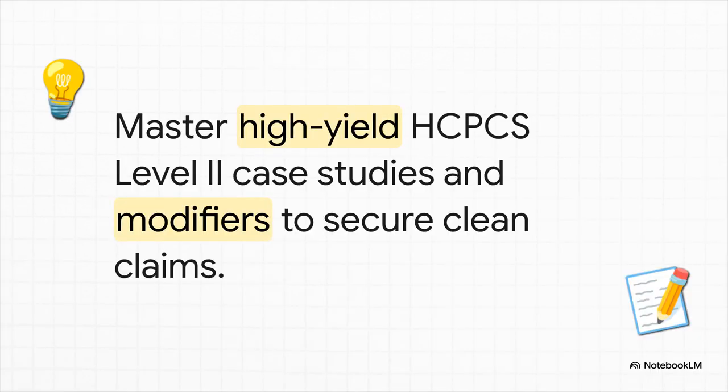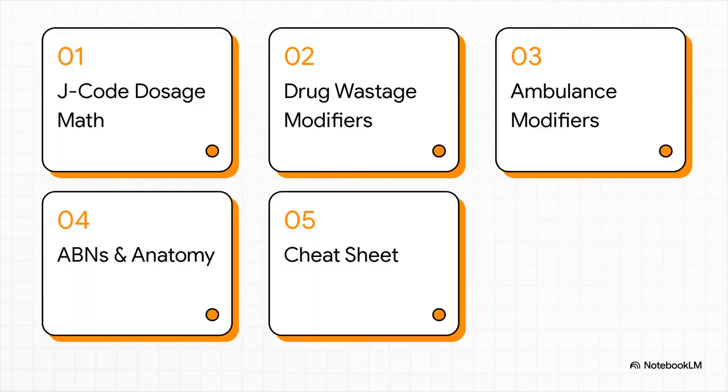So today, we're setting the stage for a super fast-paced case study masterclass. We're going to take HCPCS Level 2 rules and apply them to high-yield scenarios exactly the way you'll see them under the ticking clock of the real CPC exam. You know, CPT codes tell the payer what procedure you did. But HCPCS Level 2 codes tell them what you supplied, injected, or transported. And listen, if your modifiers or your unit math are off by even a fraction, boom, your claim is instantly denied.